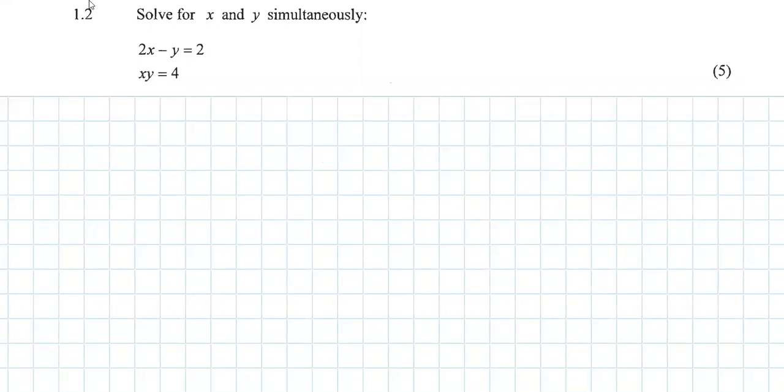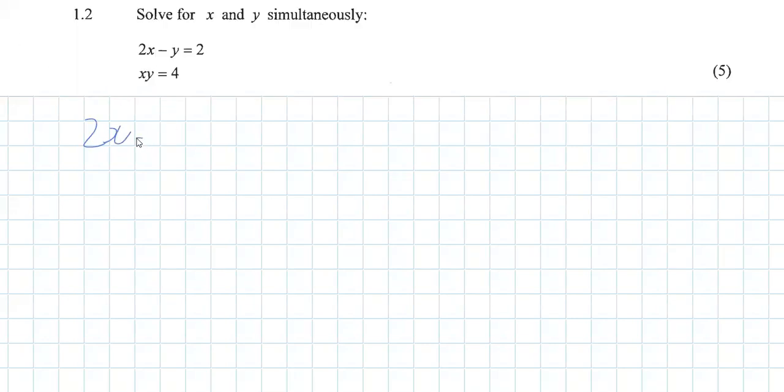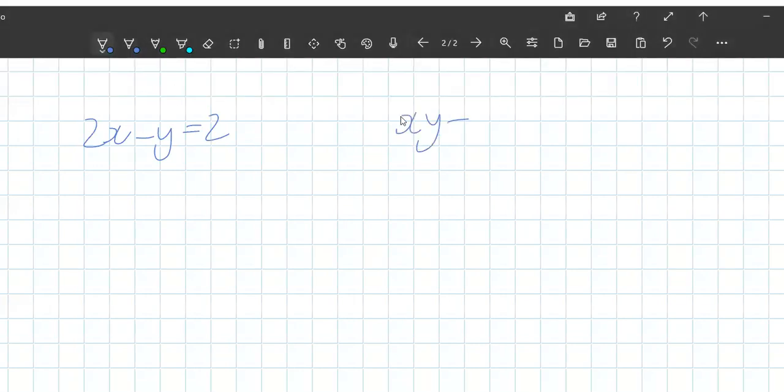Number 1.2, solve for x and y simultaneously. We have 2x minus y equals 2, and we have xy equals 4. A couple of ways you can do these.